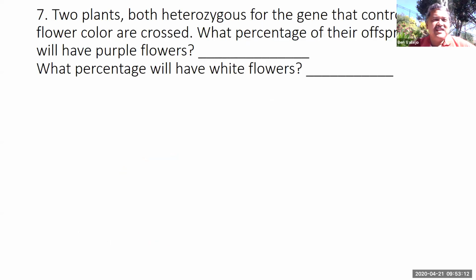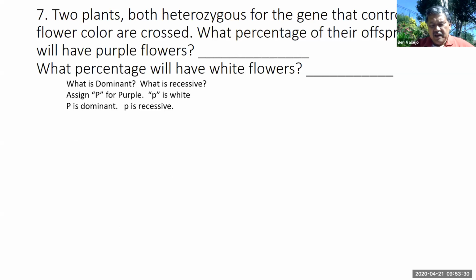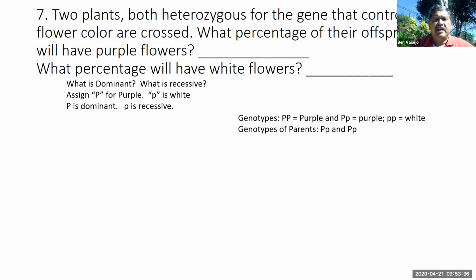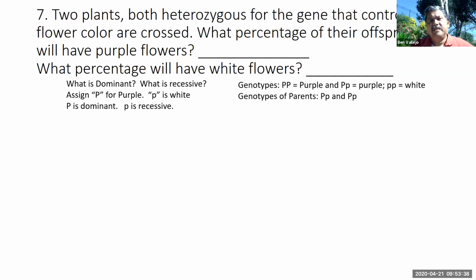Okay, hope so. Number 7: two plants, both heterozygous for the gene that controls flower color, are crossed. What percentage of their offspring will have purple flowers? What percentage will have white flowers? Both are heterozygous for the gene, and this has the same letter designation as the previous questions. That makes this a classic monohybrid cross again. So you should automatically know that's a 3-to-1 phenotypic ratio and a 1-to-2-to-1 genotypic ratio, which should give you the answers: 3-to-1, which is 75% and 25%.